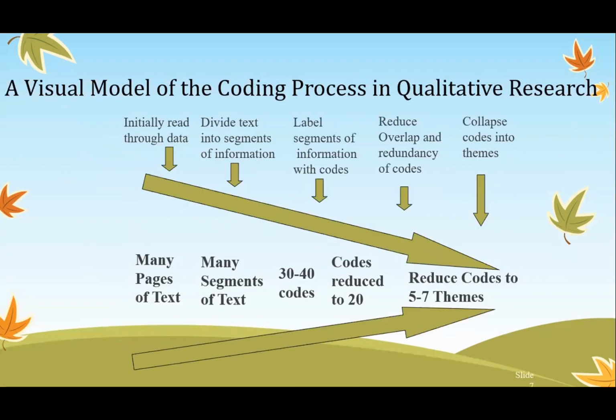A visual model of the coding process in qualitative research. First, from the data set, initially read through the data, many pages of text if you encoded it, or from the recording if you recorded the data set. Divide text into segments of information. So first, if you are recording, you have to encode that data. Then from many segments of text, label segments of information with codes, from 30 to 40 codes, and codes reduced to 20 and so on. Reduce overlap and redundancy of codes. Kaya nagbalik-balik na siya. So you have to combine that one. Then collapse codes into themes. Reduce codes to 5 to 7 common or general themes.